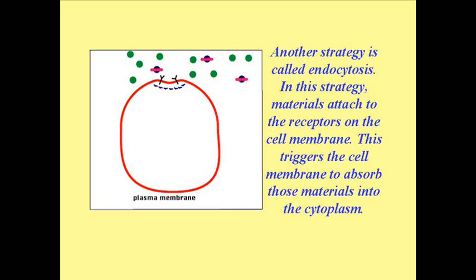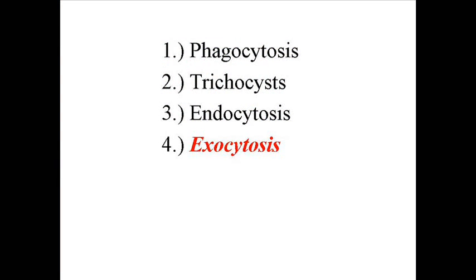Endocytosis plays a significant role in how your nervous system works. In your nervous system, chemicals are transmitted from one nerve cell to the other across a fluid space called a synapse. Those chemicals attach to the next nerve cell, or neuron, and once they attach, they are absorbed and trigger that neuron to carry an electrical message. And so this process is called endocytosis.